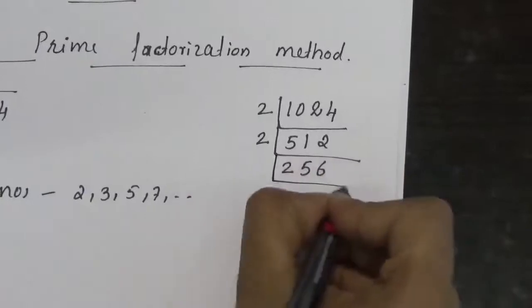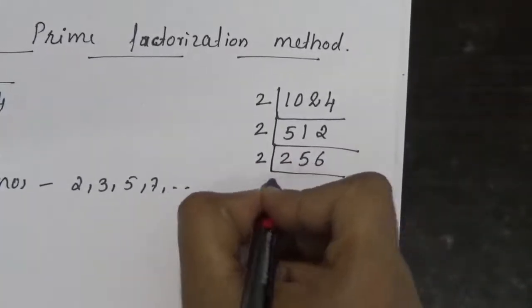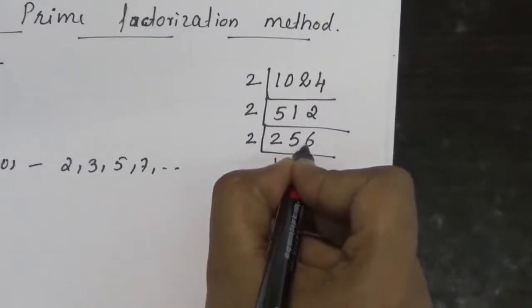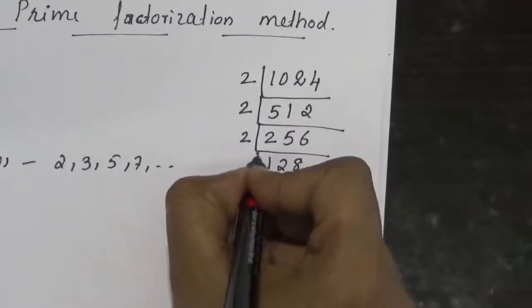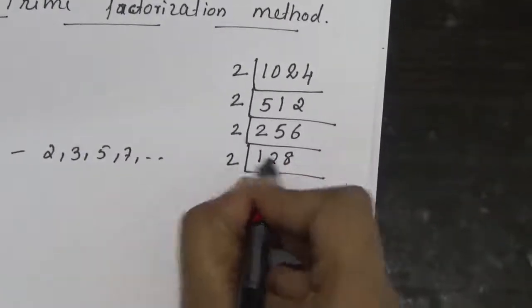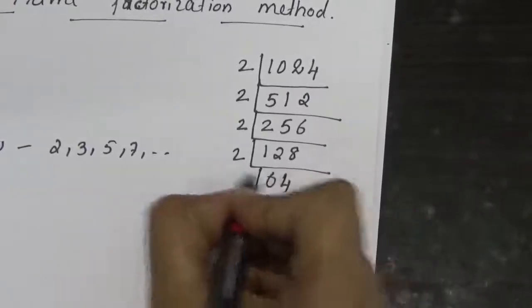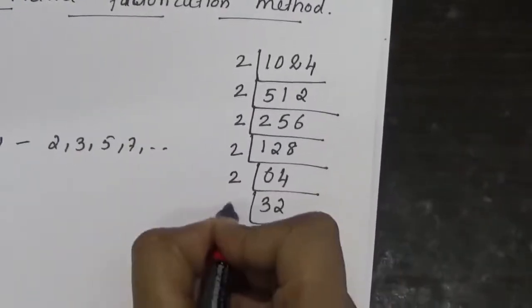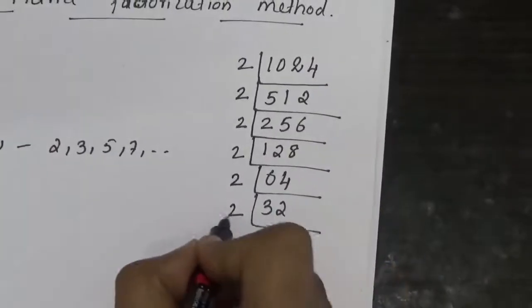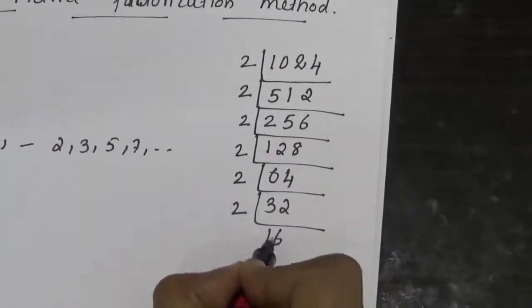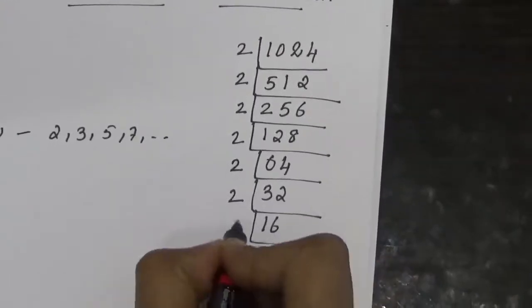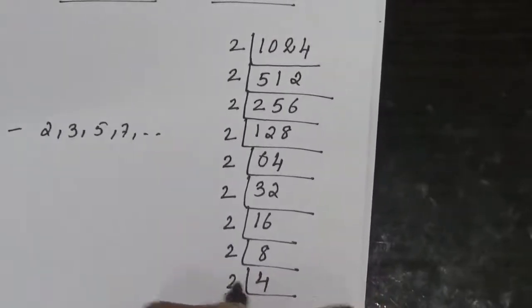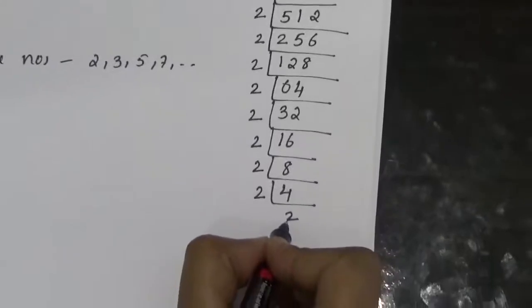Again this can be divided by 2 because the units place number is an even number. So we get 256, 8 2s are 16. Again by 2, 6 2s are 12, 4 2s are 8. Now again by 2, 3 2s are 6, 2 2s are 4. This 32 can also be divided by 2, so we get 16. 16 into 2 is 32. Now again by 2, 8 2s are 16, again by 2, 4 2s are 8, again by 2, 2 2s are 4. So finally we got a prime number.